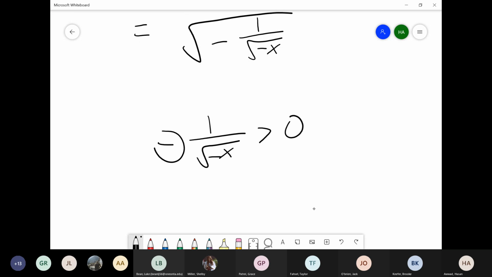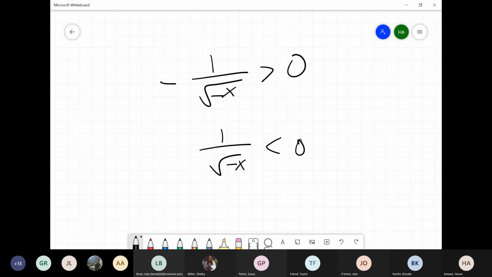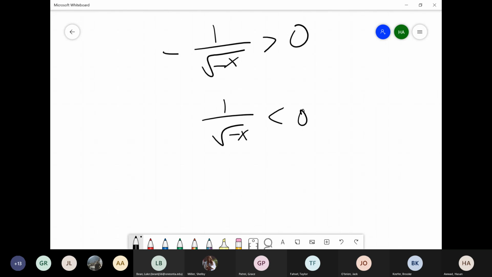Well, we see that we have this negative sign, so we want to get rid of that. So take it step by step. Start just doing things that simplify this down. I'm going to multiply both sides by a negative 1, or divide both sides by a negative 1, however you want to think about it. So we end up with 1 over the square root of negative x is now less than 0. Whenever I multiply or divide by a negative, we flip the sign, and dividing by a negative number isn't going to change the fact that it's 0. So we have 1 over the square root of negative x is less than 0.